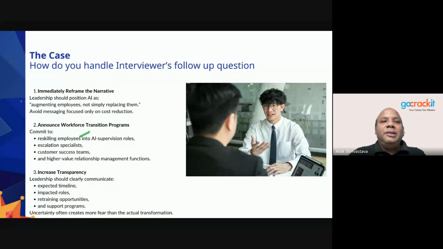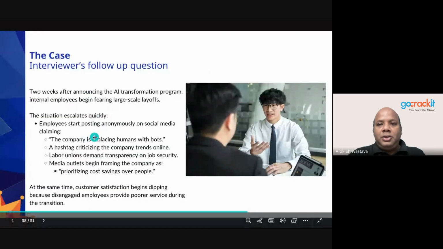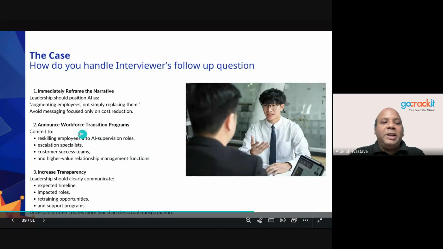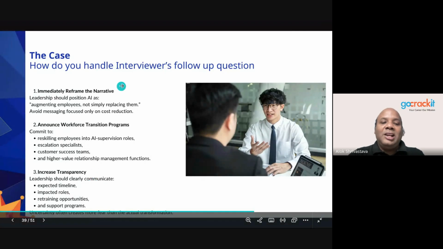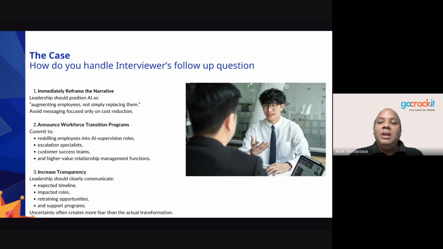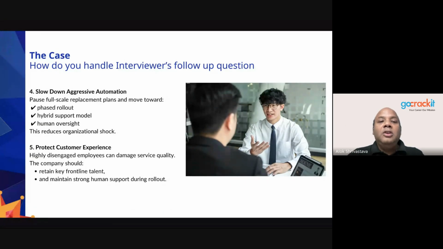See, our problem is that there is a lot of employee backlash. We need to be more transparent. We need to talk about reskilling. We need to take escalation specialists, customer success teams. We need to increase transparency. We need to tell expected timelines, what will be the impact on different roles, how we will be retraining people, what is the support program. Slow down aggressive automation.